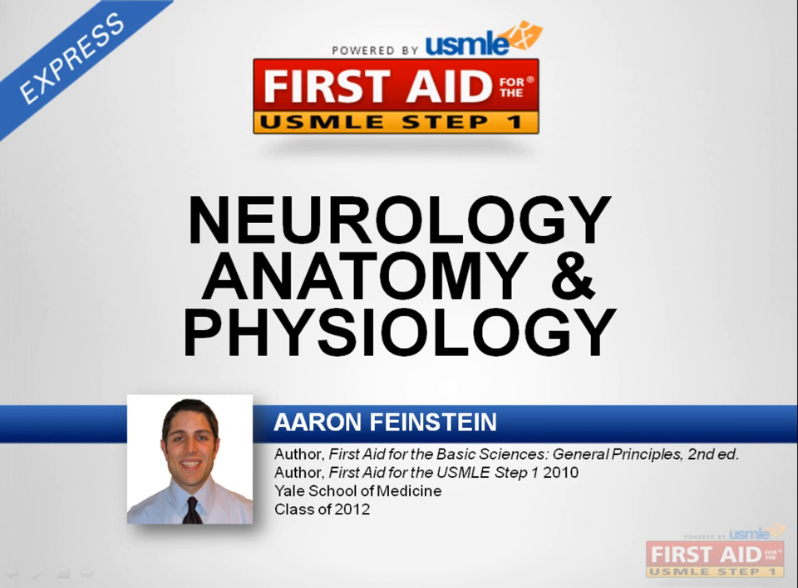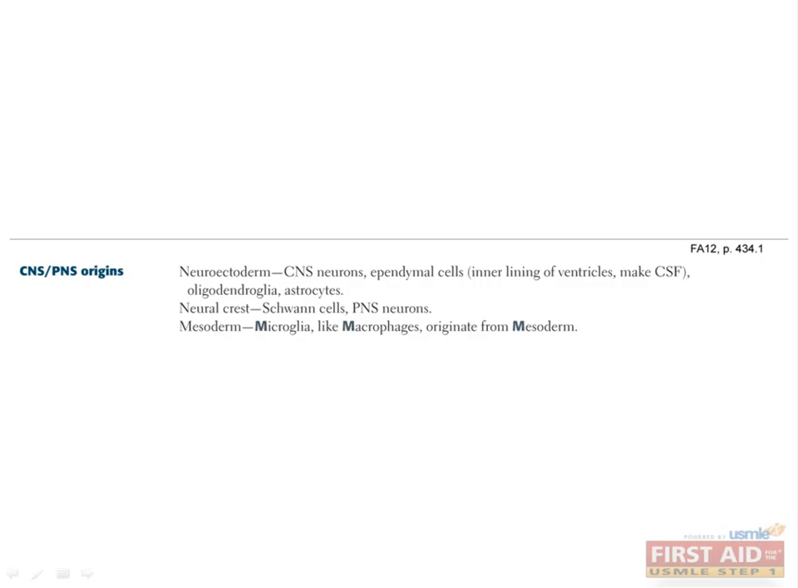You'll notice that in the book, this chapter is composed differently than the others. Anatomy and physiology are combined into a single section. Hopefully you'll see during the course of this lecture that the anatomy and physiology in the nervous system are very closely linked. Our first topic is the origin of the central and peripheral nervous system.